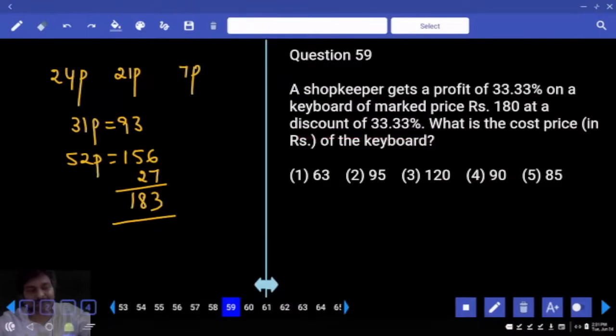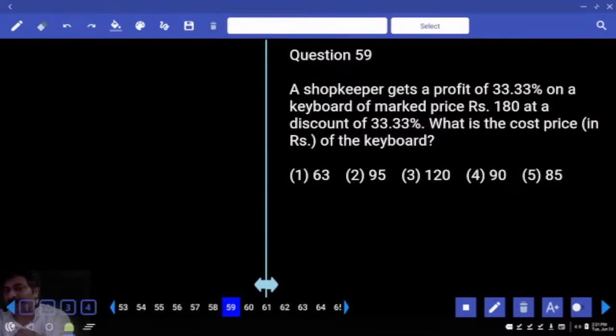Shopkeeper gets a profit of 33.33%, fraction 1/3, on a keyboard of market price 180 and sold at a discount of 1/3. What is the cost price? Fine. Market price is given. How much fractional part of discount is offered? 1/3 discount, in the sense 60 discount offered. Then we are selling it at 120. How much profit is made? 1/3 profit.